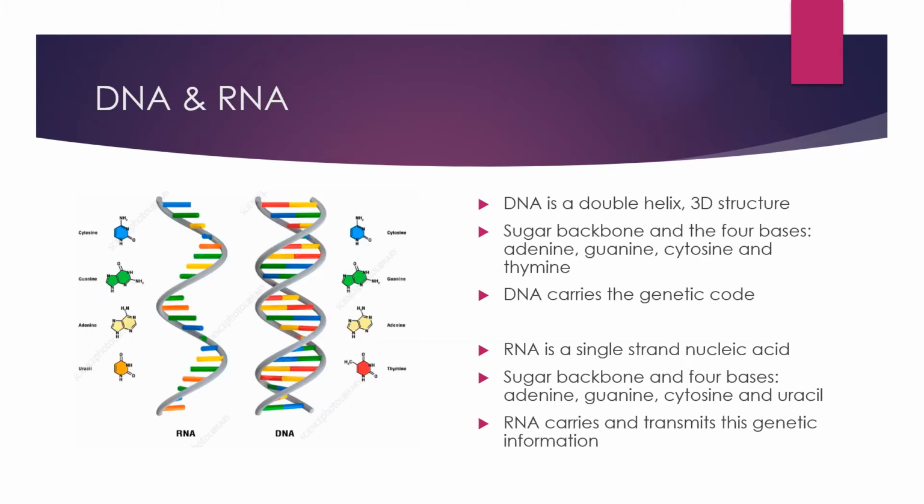Nucleic acids include RNA and DNA. RNA, or ribonucleic acid, is a single-strand nucleic acid with the sugar ribose as a backbone and four bases: adenine, guanine, cytosine, and uracil. DNA, or deoxyribonucleic acid, is a double helix 3D structure that forms when two strands link together through hydrogen bonds between complementary base pairs. Deoxyribose is the backbone sugar, and the four bases are adenine, guanine, cytosine, and thymine.